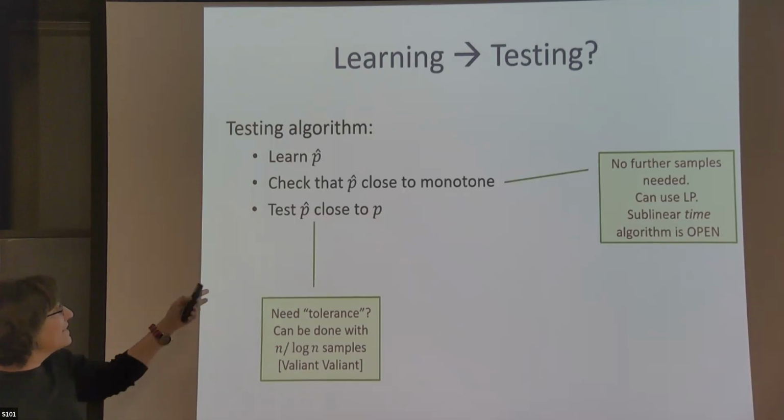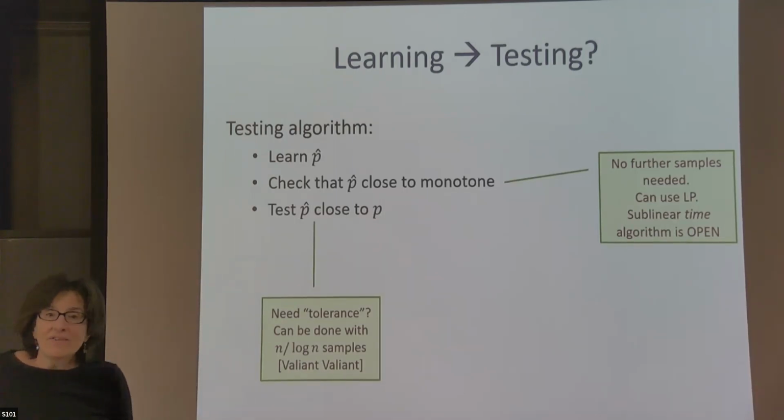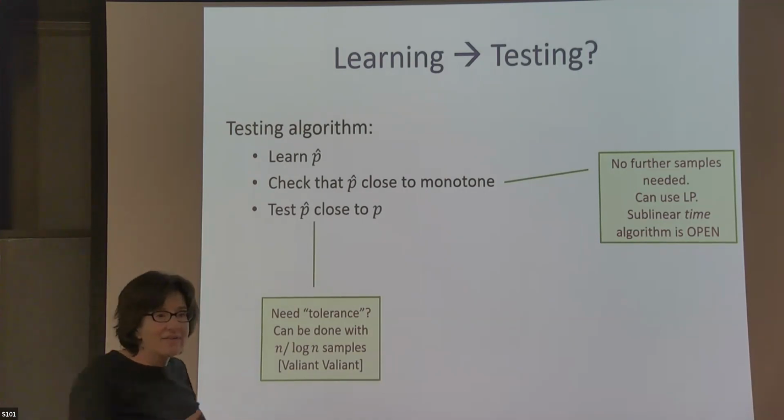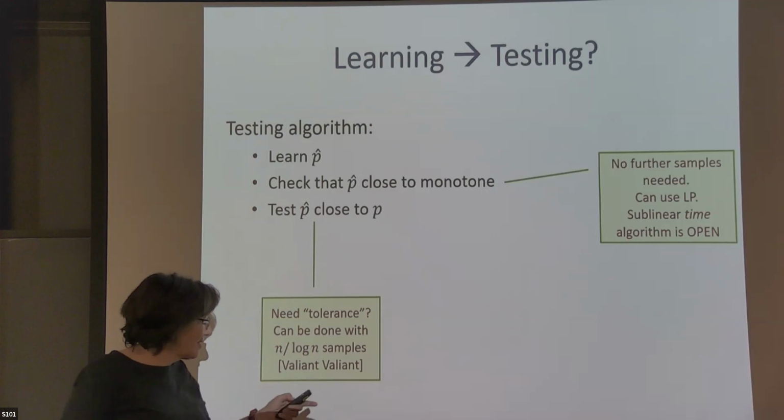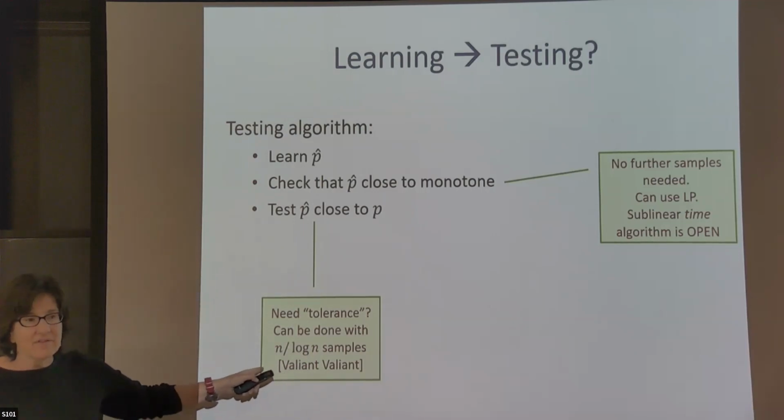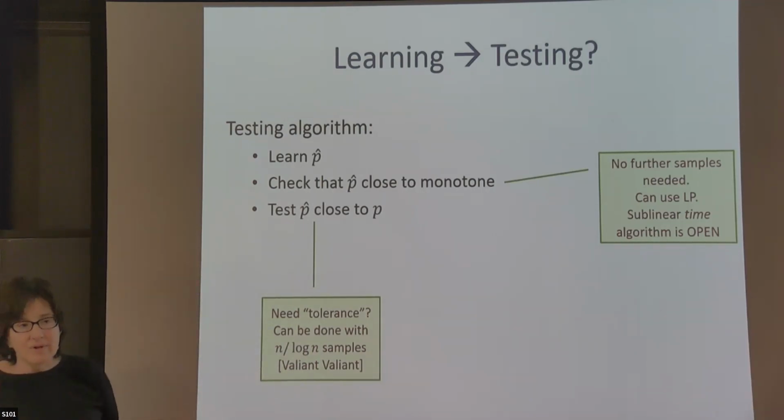And then testing that p hat and p are close to each other. Again, do we need tolerance in this case? It turns out we can do it with n over log n samples. Even though it kind of looks like you need tolerance here, as we had before, using something similar to the Valiant algorithm, you can actually do this in n over log n.